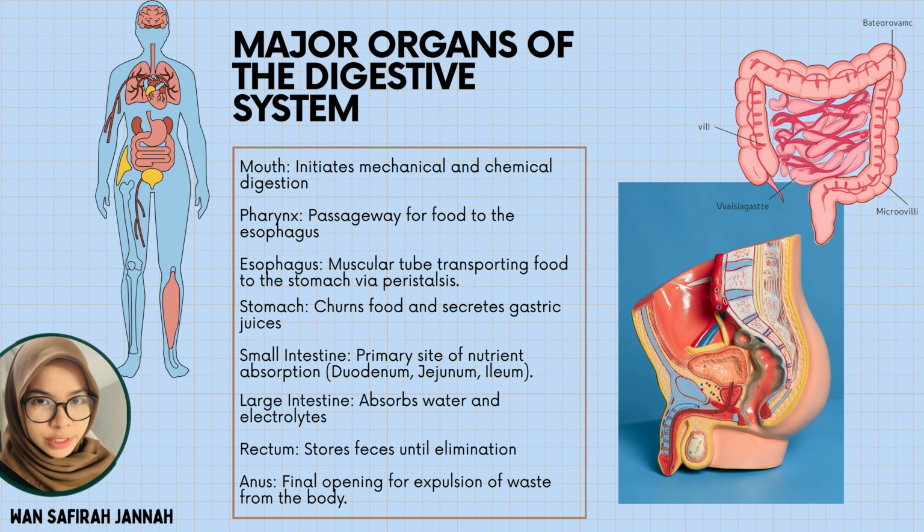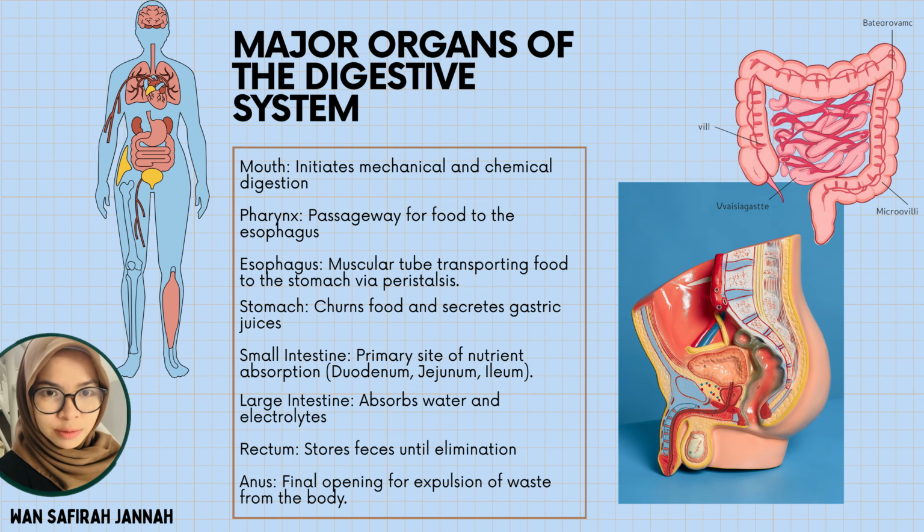This slide shows the major organs of the digestive system. Digestion begins in the mouth, where food is chewed and mixed with saliva. Next, food passes through the pharynx into the esophagus, which moves food to the stomach by muscle contractions called peristalsis. In the stomach, food is mixed with digestive juice and broken down further.